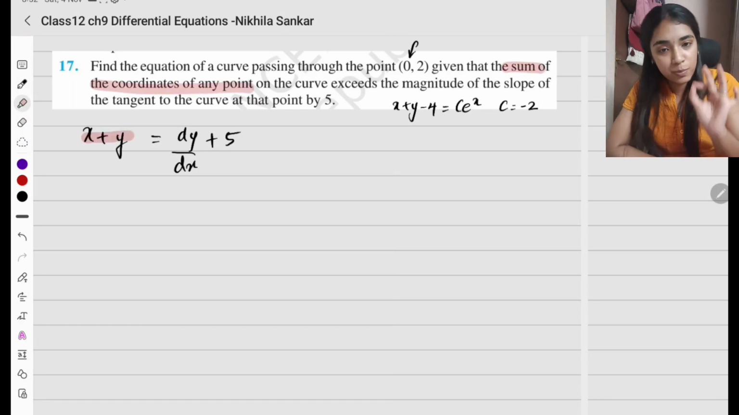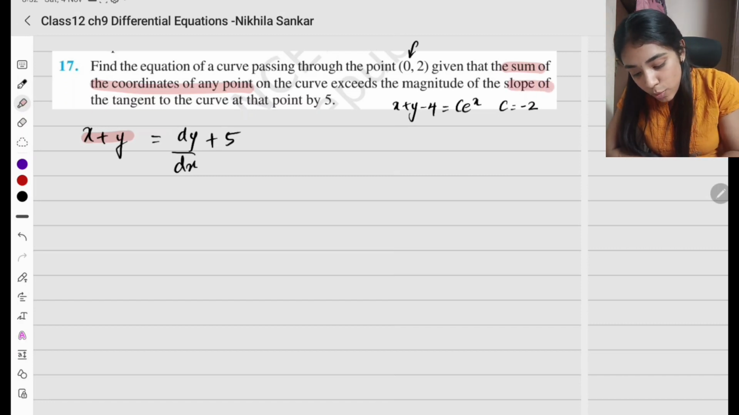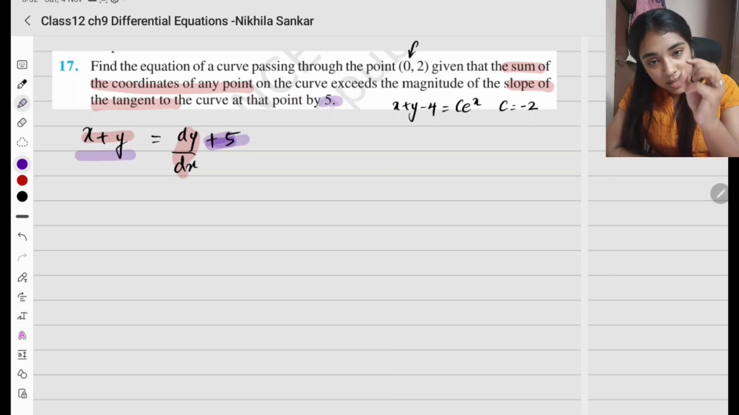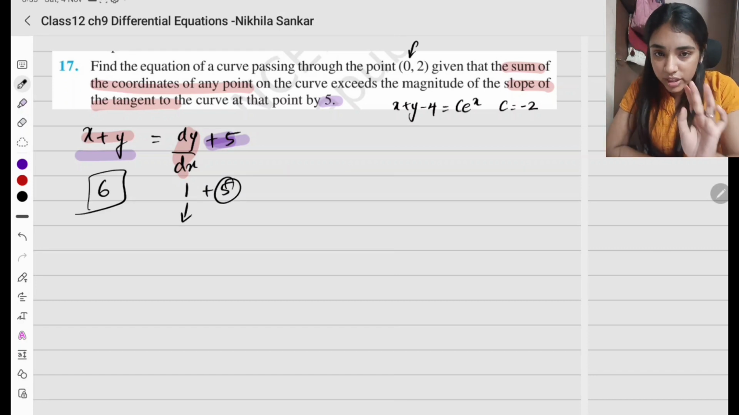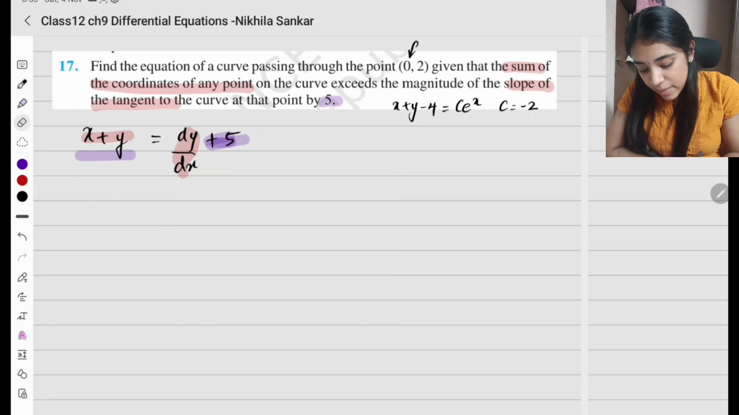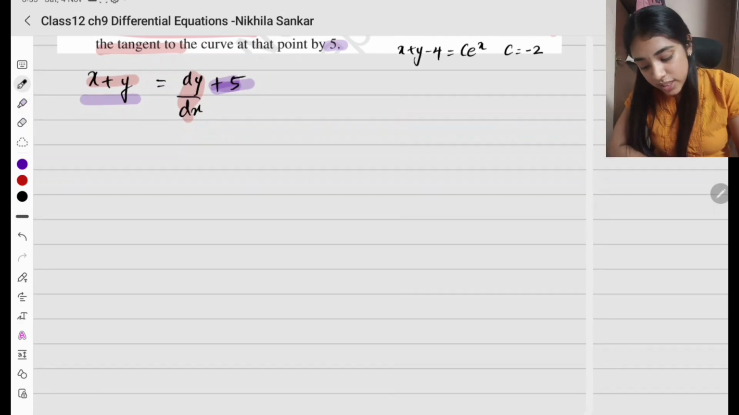So sum of the coordinates x plus y exceeds. Exceedsனா என்ன அர்த்தம்? எதை விட? slope of the tangent விட 5 ஜாஸ்தியா இருக்கு. Slope விட it is adding 5 so that the coordinates ஓட sum is larger than the slope. புரியுதா? இப்போ இது வந்து slope வந்து 1 அப்படின்னா this is going to be 6. அதாவது slope விட 5 யூனிட் ஜாஸ்தியா இருக்க போது எது? Sum of the coordinates. Okay, so this is with the help of an example for you to understand better. So இதுதான் equation ஃபார்ம் பண்ணிட்டாலே ஆன்சர் கரெக்டா வந்துரும் இல்ல?